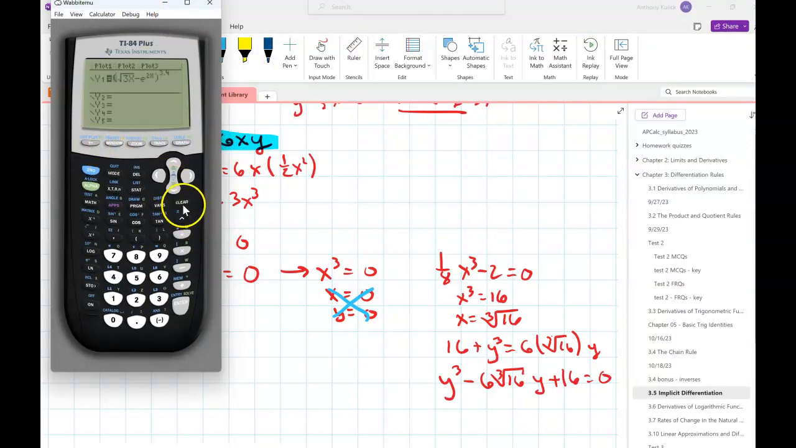So this is what I would do. I'll do x cubed minus 6, and then, well, let's write it this way, times 16 to the 1/3 times x plus 16. And then we're going... Oh, I'm going to do zoom standard.